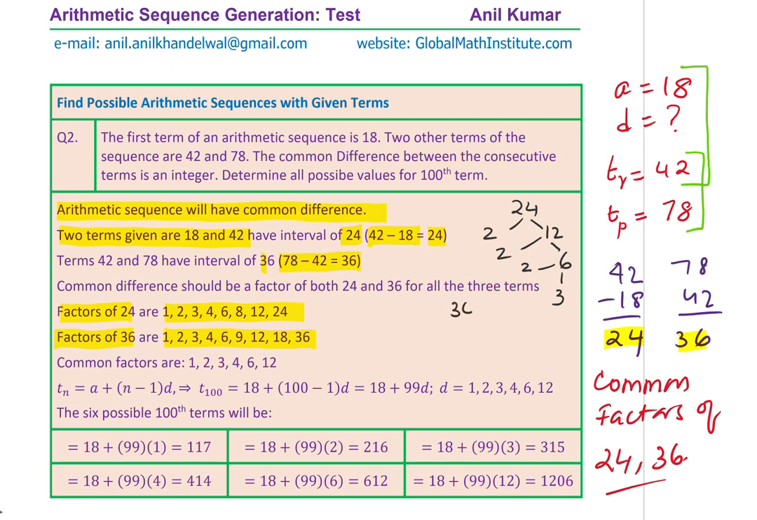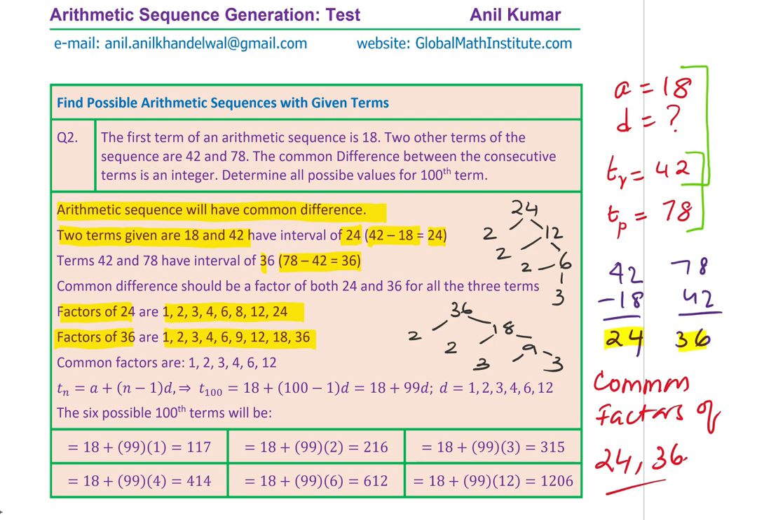Similarly, for 36, we can go like this. 36 is, we can say, 2 times 18, and 18 is 2 times 9, and 9 is 3 times 3. So by prime factorization also, you can get the list of your factors, or you can make a rainbow. Perfect, any method you adopt. So you get all the factors. Once you get all the factors, circle the common factors.